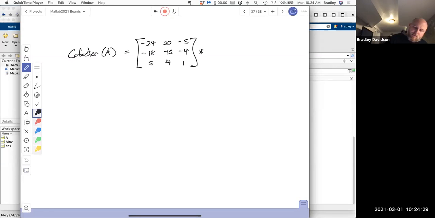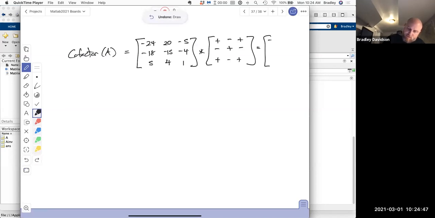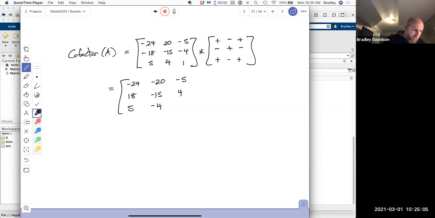And then this is an element-wise multiplication, plus, minus, plus, minus, plus, minus, plus, minus, plus. And then from that we get negative 24, negative 20. I'm going to put that on the next slide so we can see a little better. Negative 24, negative 20, negative 5, 18, negative 15, 4, 5, negative 4, and 1.